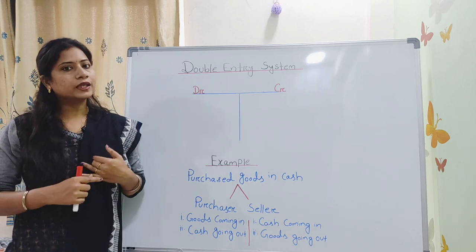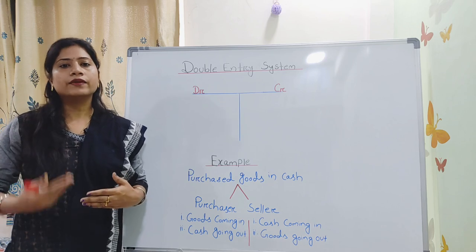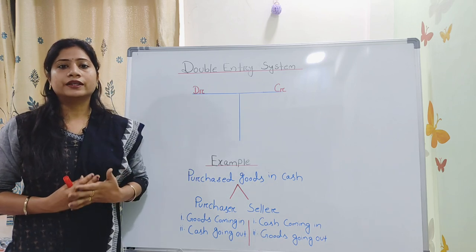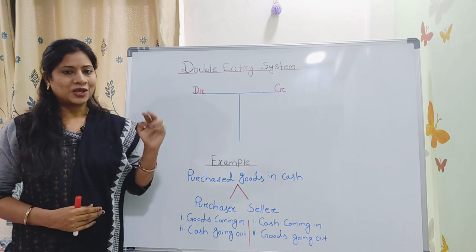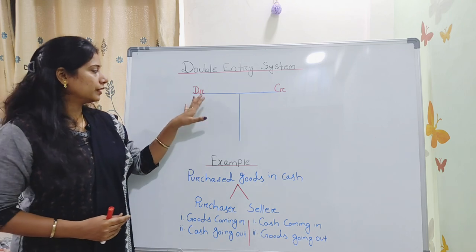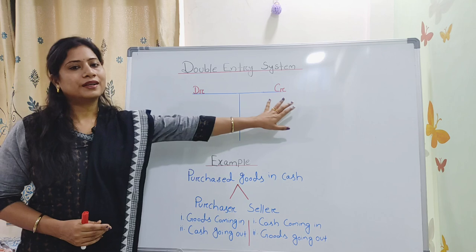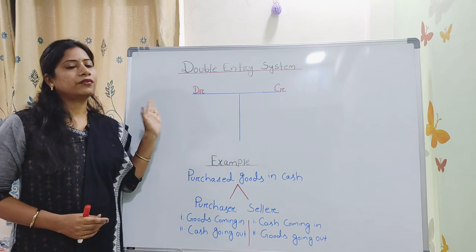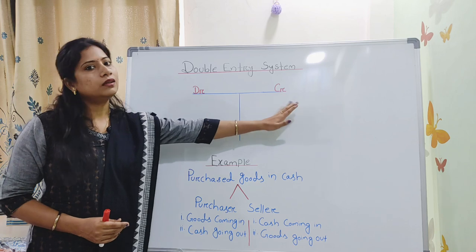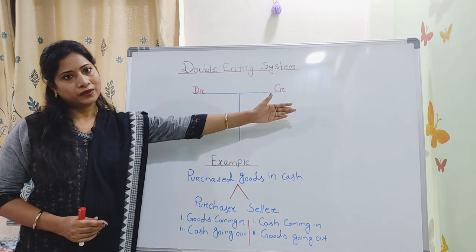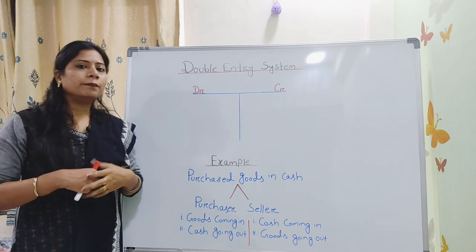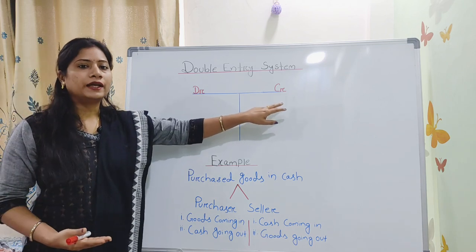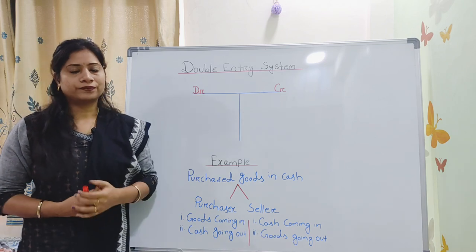One is receiving a benefit, another is giving a benefit. So in double entry system, every transaction is recorded in at least two accounts. One account is debit, another account is credit. So debit is always written on the left side of the account and credit is written on the right side of the account. The account receiving a benefit is always debited and the account giving a benefit is always credited.